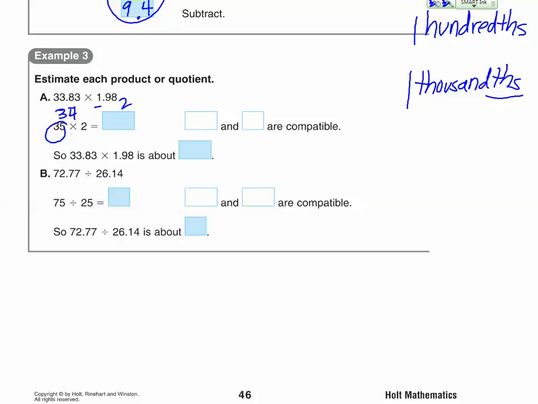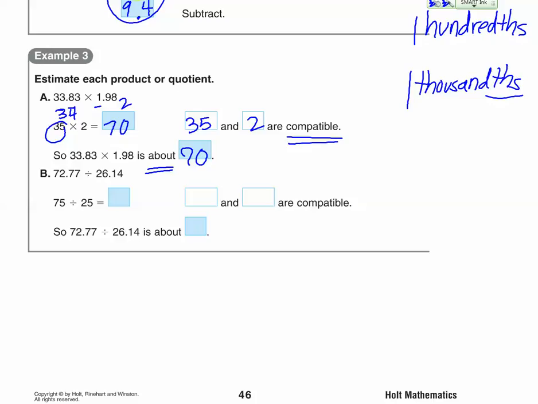So let's do 35 times 2. Hopefully that's a mental math problem and you know that it's 70. And the reason we chose 35 is because 35 and 2 are compatible numbers. In other words, they multiply well together. So when we estimate 33 and 83 hundredths times 1 and 98 hundredths, we say that our answer is about 70. For B, we have 72 and 77 hundredths divided by 26 and 14 hundredths.